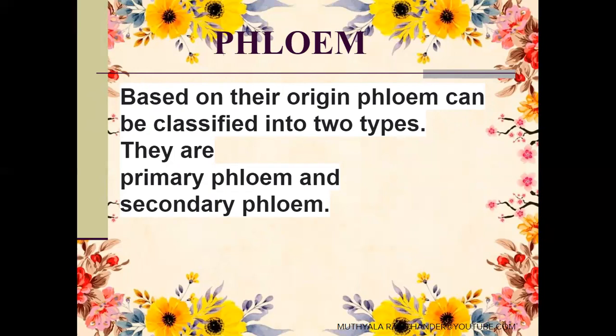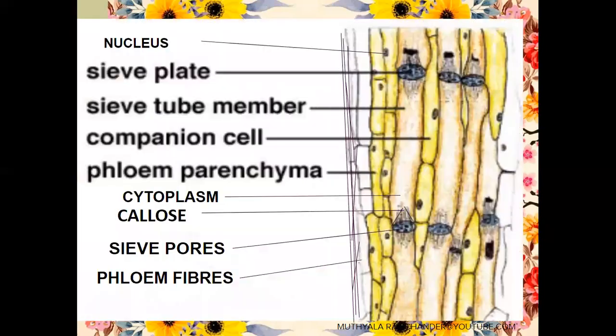The phloem, primary or secondary, has four major parts: sieve tube members, companion cells, phloem parenchyma, and phloem fibers. These are the four important parts of the phloem. Of these four parts, the most important is the sieve tubes. The sieve tubes are present in the phloem and are the major part of the phloem tissue.